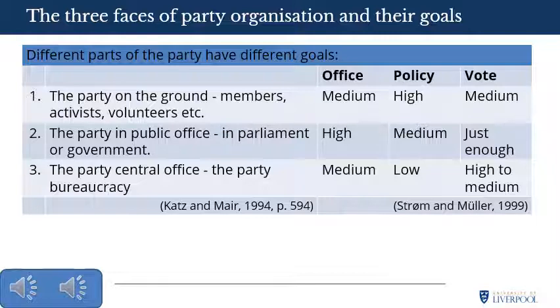So, for example, the party on the ground would like to see certain policies enacted. That's why members campaign for one party over another. And we know that members of political parties tend to be more ideologically extreme than their elected representatives or the British public at large, or any public at large. And this phenomenon is known as May's law of curvilinear disparity. And we'll be covering that in a later lecture.